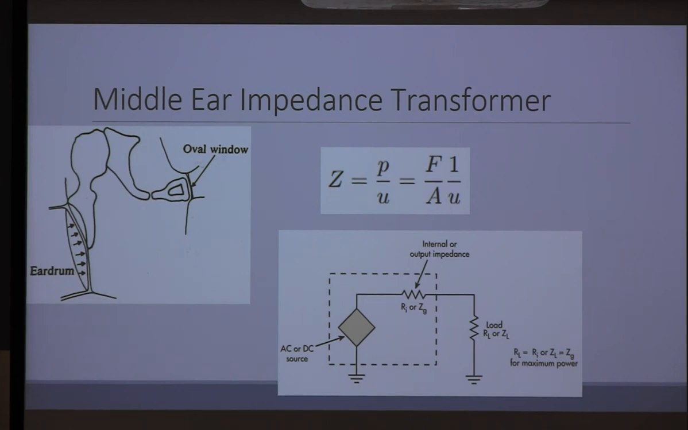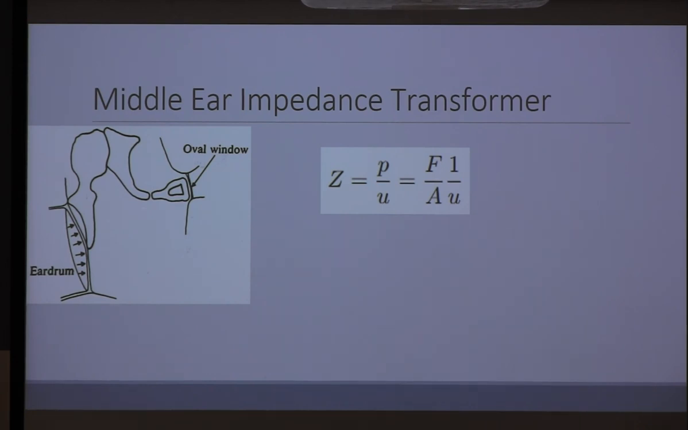To play into this analogy more, any AC source will have an internal impedance, and we know that the circuit will be most efficient if the impedance of the load is equal to the impedance of the source. And so, in a similar way, impedances of two different components of the circuit may be matched by adding in an impedance transformer, which would be some combination of resistors, inductors, capacitors. And so the middle ear is acting as an impedance transformer.